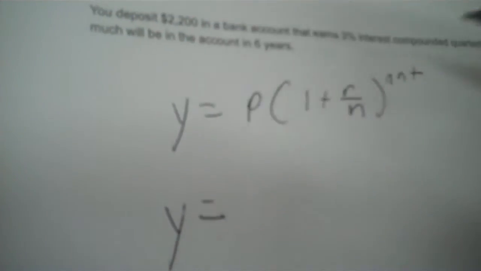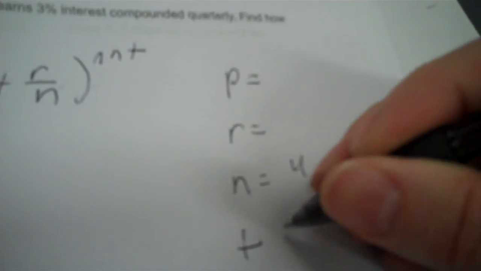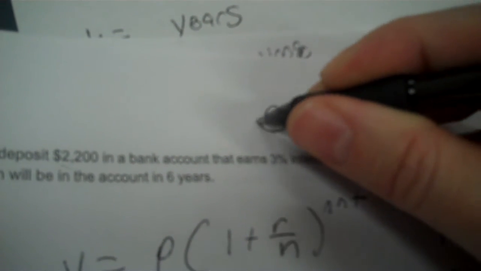Okay, last one. You deposit $2,200 in a bank account that earns 3% interest compounded quarterly. Find how much will be in the account after 6 years. So P, R, N, and T. I know N's 4, always. The deposit's $2,200. Your rate is going to be 3%, so that's going to be 0.03. And then the T is years, which is 6.